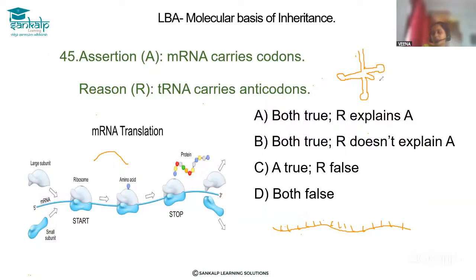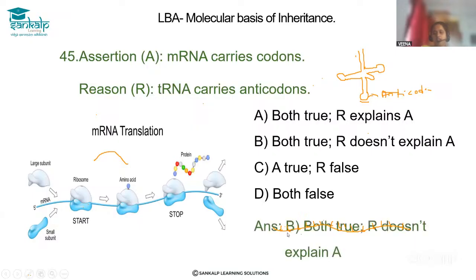So this is the structure of tRNA. Here the anticodon site is there. So that is also correct. But here, read that they have given an assertion and a reason. Is the reason the explanation for mRNA carrying the codon? No. So the correct option is option B: both are true, but R does not explain A. R is not the explanation for A, but both sentences are correct here. Okay. Thank you.